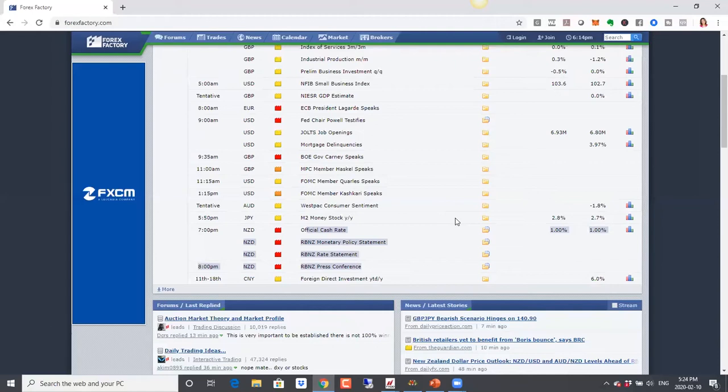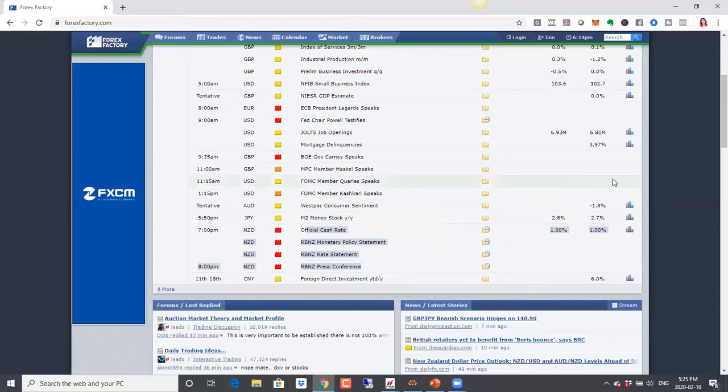So if we hear any kind of concerns from the Reserve Bank of New Zealand in regards to Chinese economy and the impact from coronavirus, or we hear that they're cutting the growth forecast for this year, that would be negative for New Zealand dollar. But on the flip side, if they express confidence in the economy and that things will work themselves out, that would be positive for New Zealand dollar.